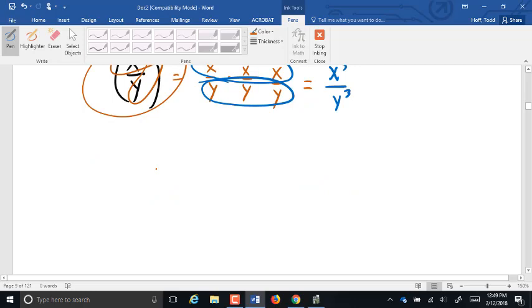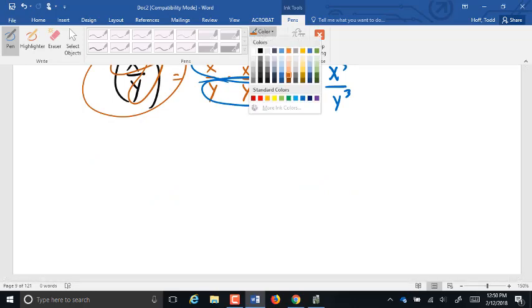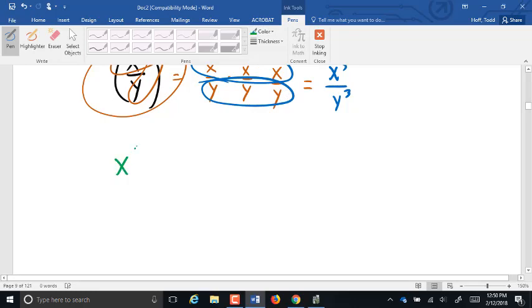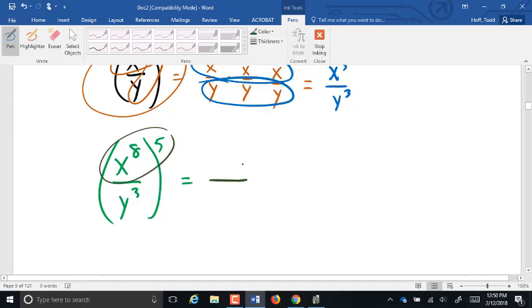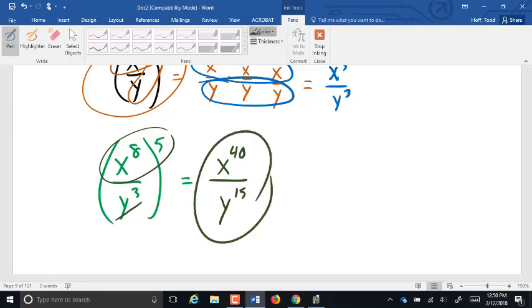So if I have x to the 8th over y to the 3rd to the power of 5, I can do x to the 8th to the power of 5, which is going to give me x to the, what's 8 times 5? 40. And y to the 3rd to the power of 5 is going to give me y to the 15th. Very good. So we can combine these powers and exponents in all sorts of different forms.